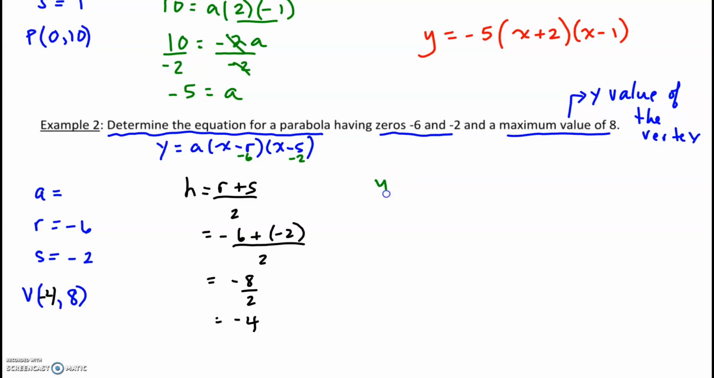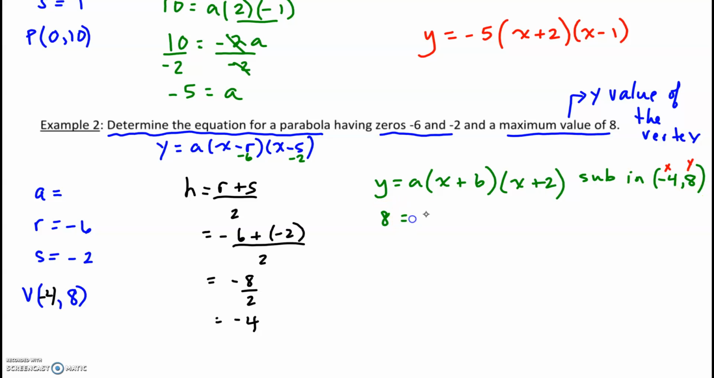So let's write what we know so far. We know y equals a times (x, and I know if I'm subtracting a negative, that's going to be a +6), and it's subtract s, so subtracting a negative again is going to be a +2. We're going to sub in our point, which is (-4, 8), so that's the vertex on this parabola, and then that will help us find our a value. So we know x is -4 and y is 8. Let's go ahead and sub that in.